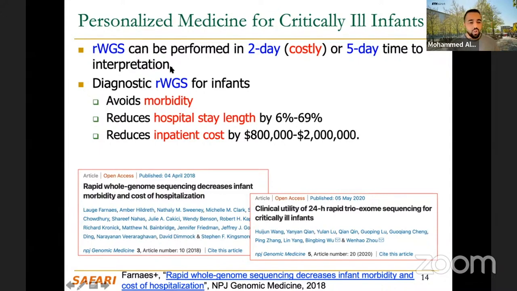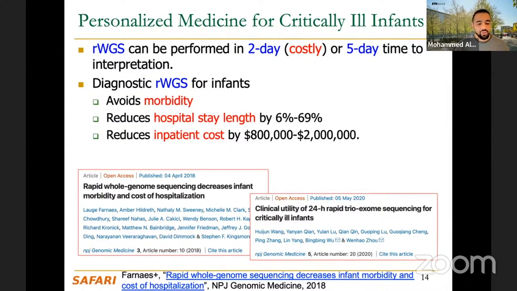Now, once they do whole genome sequencing for these infants or babies, they observe that they can avoid morbidity and reduce hospital stay and the inpatient cost. And the reduction is really significant. Think about reducing your bill by about 70%, or reducing the cost by about $100,000 to $2 million.